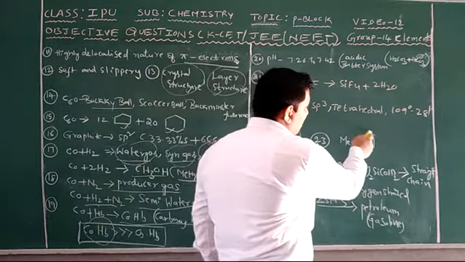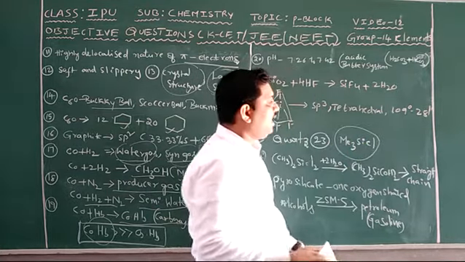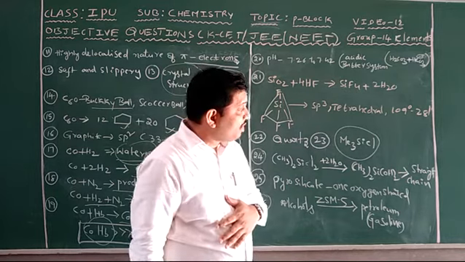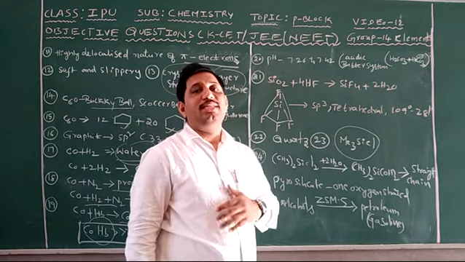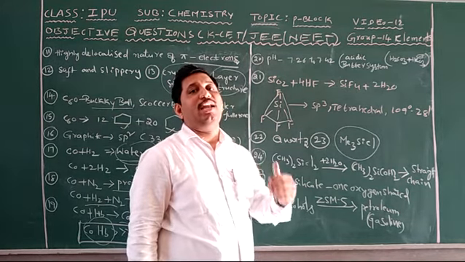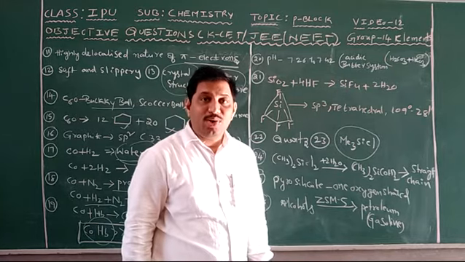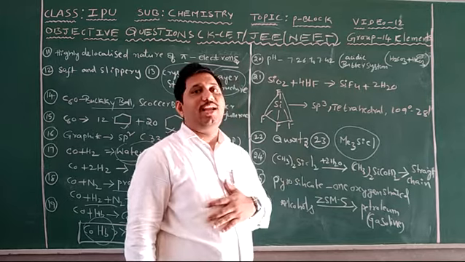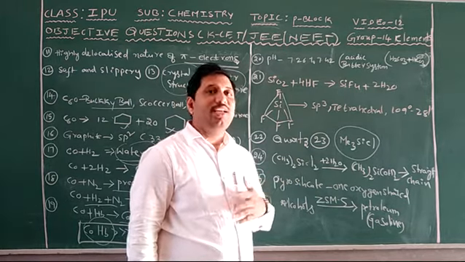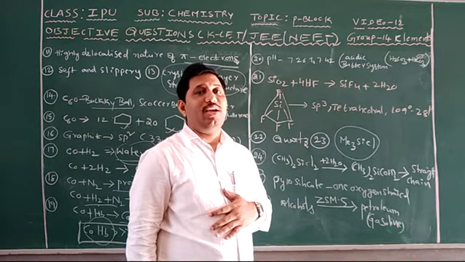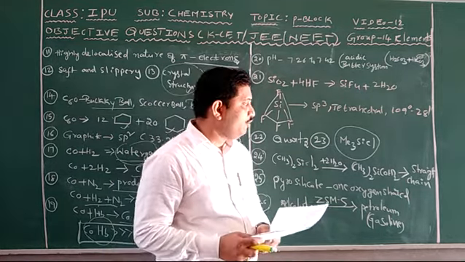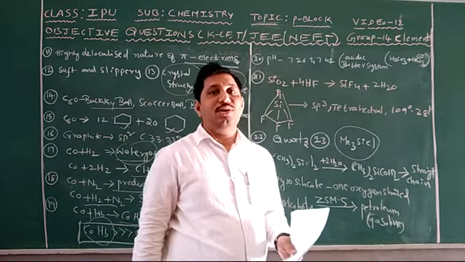Trimethylchlorosilane cannot be used for making a high molecular weight silicon polymer, because only one hydroxy group is formed, due to the presence of one chlorine atom. Whereas dichloromethylsilane and trichloromethylsilane can be used for making high molecular mass polymers. Clear, students?